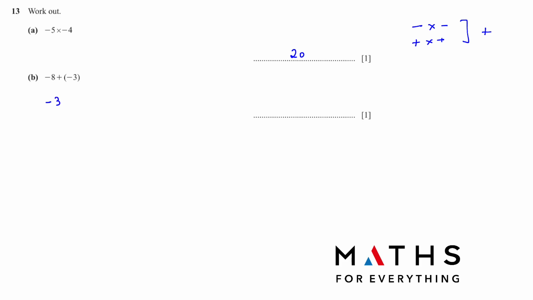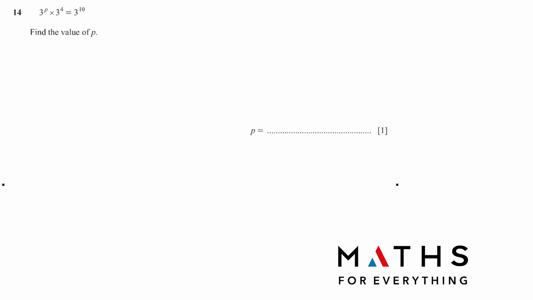Negative 3 plus and minus will be negative 8, sorry, plus and minus will become minus. If you have two negatives or two positives and you want to add, we add them normally. So 8 plus 3 is 11. If there is negative and negative, the sign will be negative. Positive and positive, the sign will be positive. So here we got negative 11.